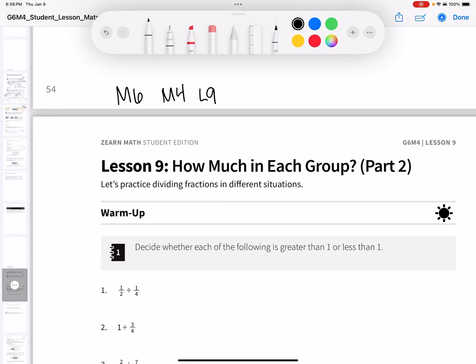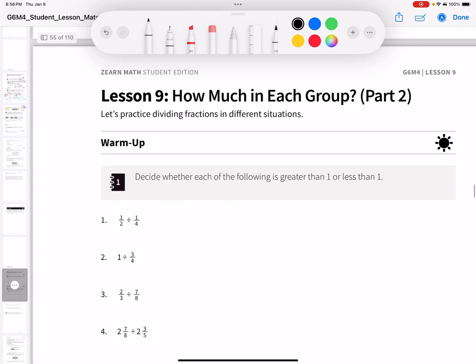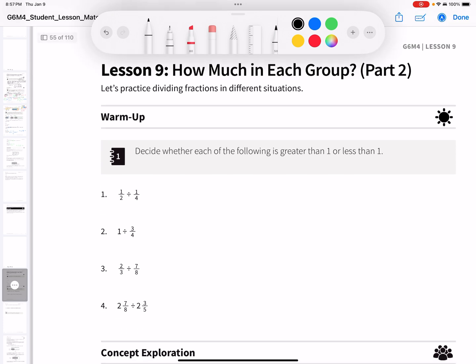Today we're doing Math 6, Mission 4, Lesson 9. How much in each group, Part 2. All right. Decide whether each of the following is greater than 1 or less than 1.